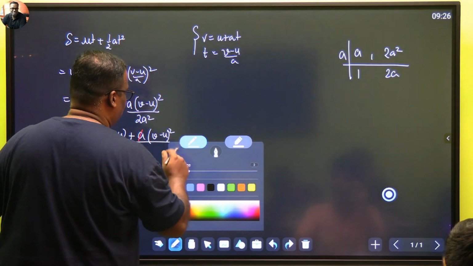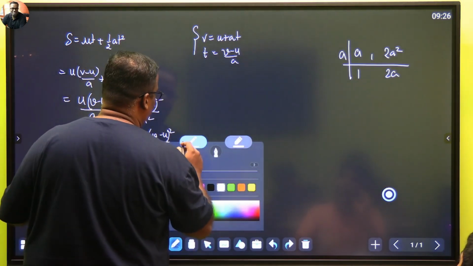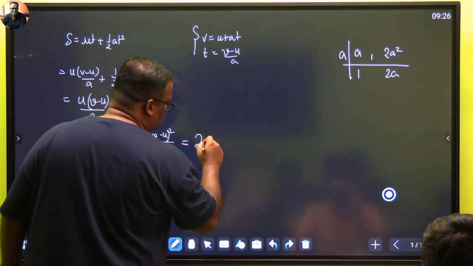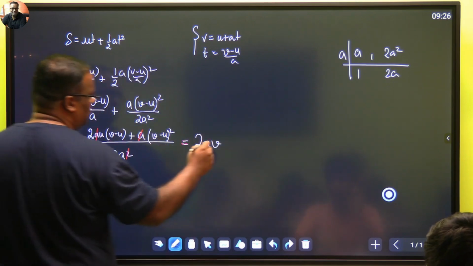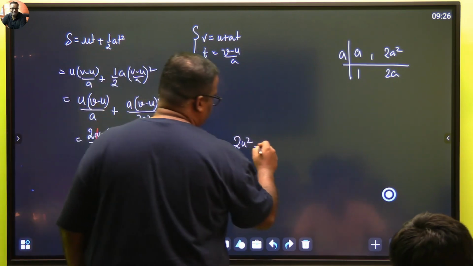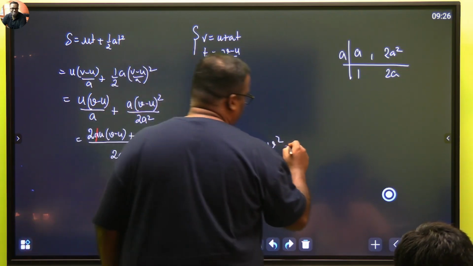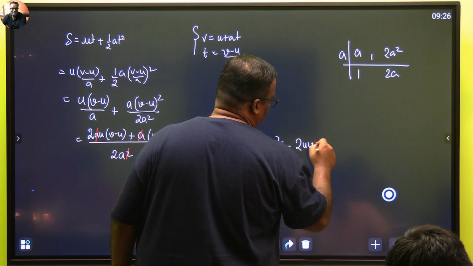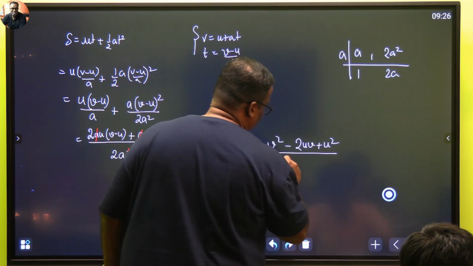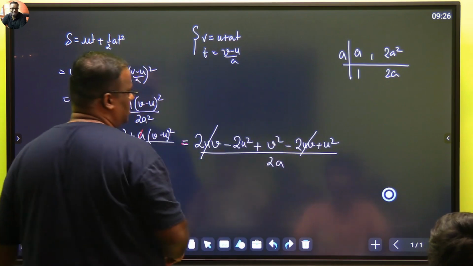हाँ यार तुम लोग का ना सिंप्लीफिकेशन थोड़ा कच्चा है. You all love to do it the मेहनती बालक way. So let's do it. So this becomes 2uv and this becomes minus 2u square plus this is v square then minus 2uv plus u square divided by 2a. So 2uv minus 2uv cancels each other.